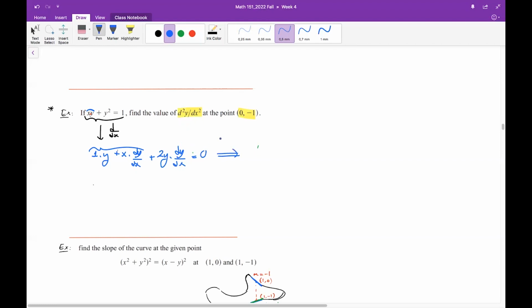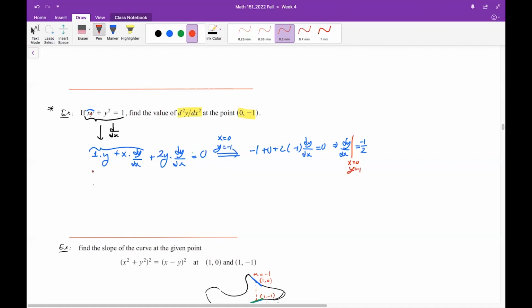Now we will insert the given point. So insert x equals 0, y equals minus 1. What you have, minus 1 plus 0 plus 2 times minus 1 times y prime, or I was using the dy over dx notation, dy over dx is 0, so dy over dx is solved as -1/2. So first derivative of y function gets this value when x is 0 and y is -1.